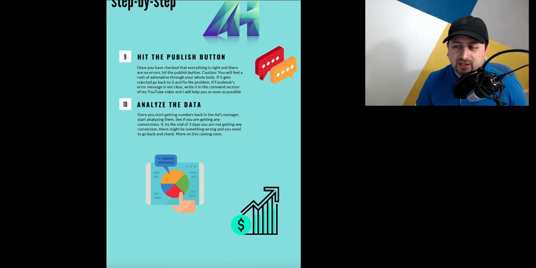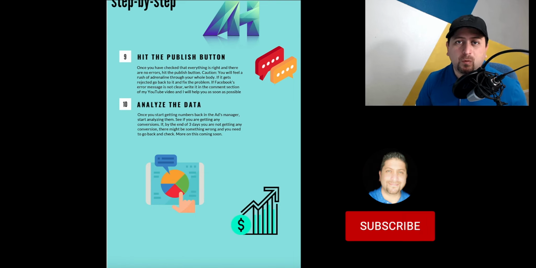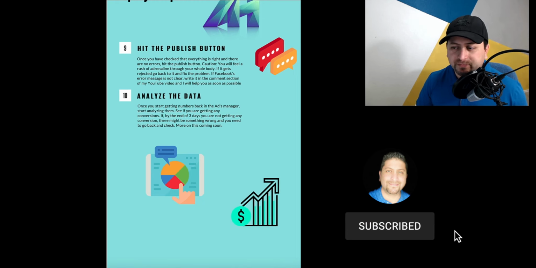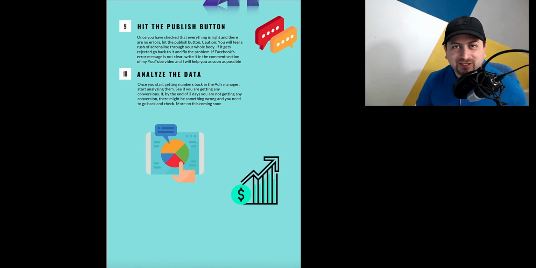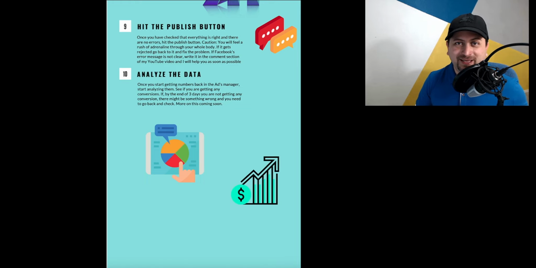Now, number 9, hit the publish button. Sometimes this is the best part. Sometimes your ad might get rejected, it doesn't happen very often, but sometimes it will happen. So just make sure you go back, check why it's been rejected, fix the error, and publish it again. And finally, once your ad has been running, just check the data, see if it's working. If it's not working, modify it, create another one, be creative. If it's working, great. You can scale that ad to something bigger, but that's a topic for another day.